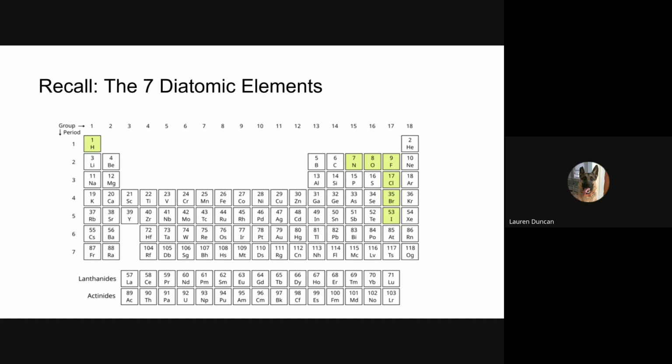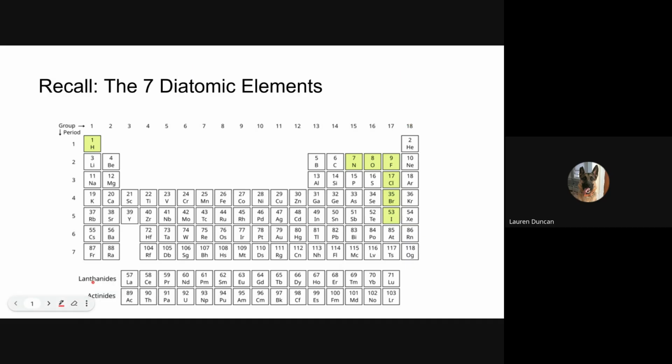So to start off for review, it's going to be important to remember the 7 diatomic, or di means 2, the 7 2-atom elements. These are elements that are super reactive, and you wouldn't just find one atom of them alone in nature in an unbonded state. So like you don't just find oxygen, one atom of it floating around. It's always bonded to at least itself, another oxygen. It's always O2 when you represent it as a reactant or product in a chemical reaction.